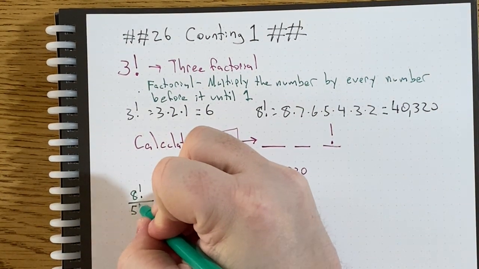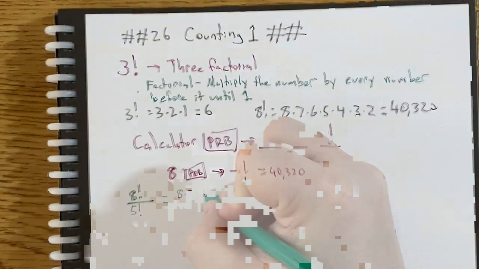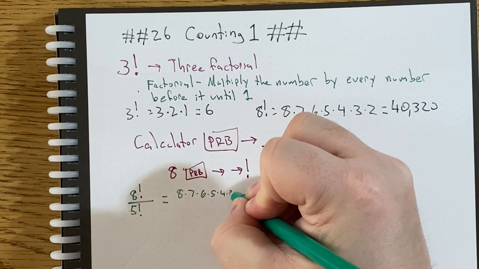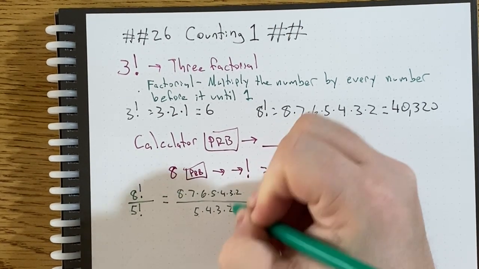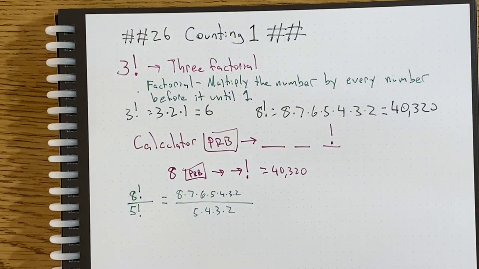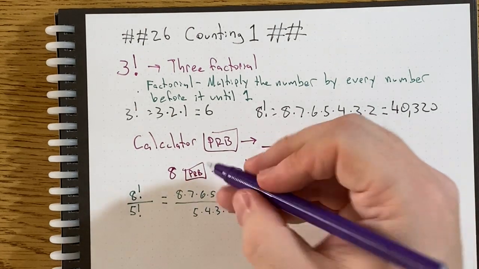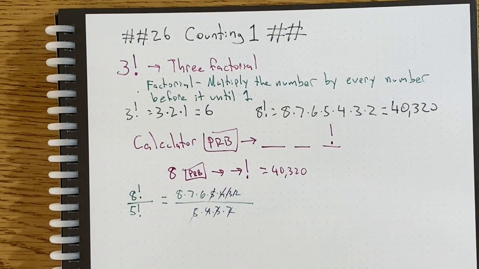Something like 8 factorial divided by 5 factorial. So if you're doing this by hand, it's just 8 times 7 times 6 times 5 times 4 times 3 times 2 divided by 5 times 4 times 3 times 2. So when you're doing this by hand, the nice thing is that things that are the same on top and bottom, they cancel out. So you can literally just go, 5, 5, 4, 4, 3, 3, 2, 2. All I need to know is what is 8 times 7 times 6, which is, just so you know, 336.